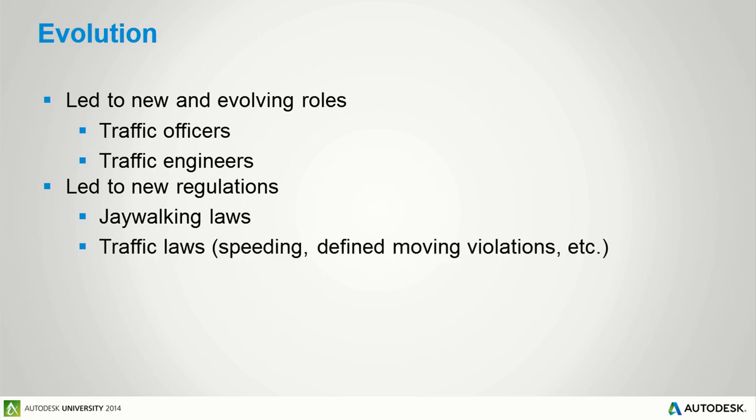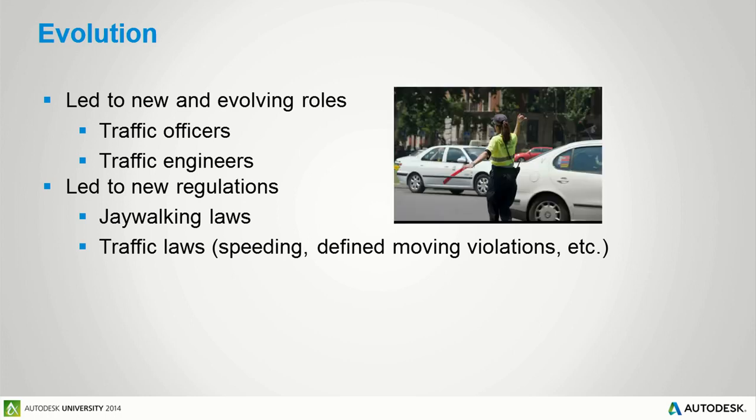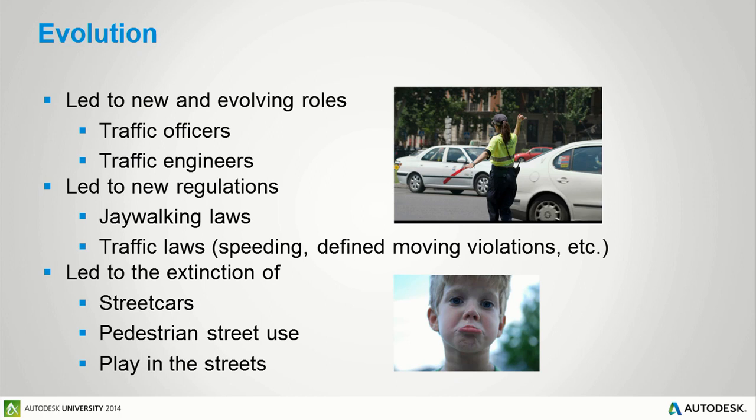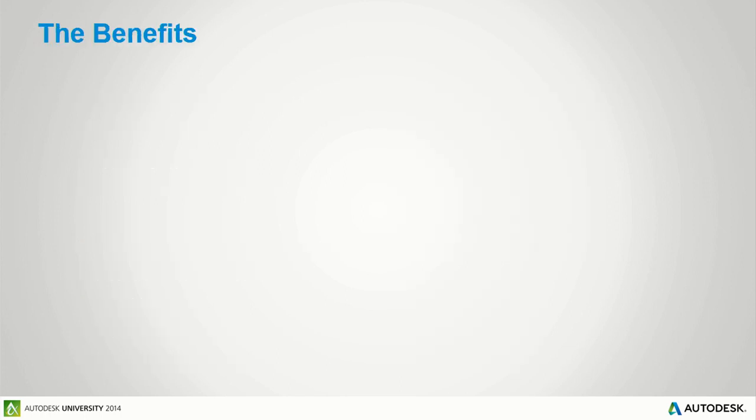So traffic laws, speeding's defined now, violations, moving violations, things that we didn't think about before, didn't have to think about before. It led to the extinction of some things. Streetcars were no longer a thing. I mean, some of them hung on for years and years, but they mostly left. Pedestrian street use: not just sidewalks, but literally people walking in the street, and playing in the streets. So unhappy children, no playing in the streets anymore. Now if you tell a kid to go play in the streets, you get in big trouble.